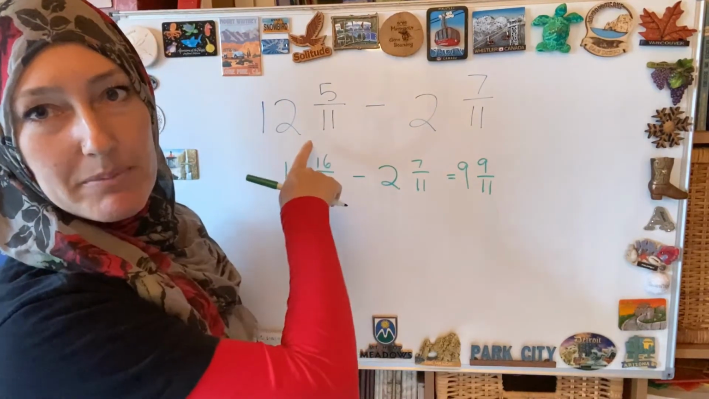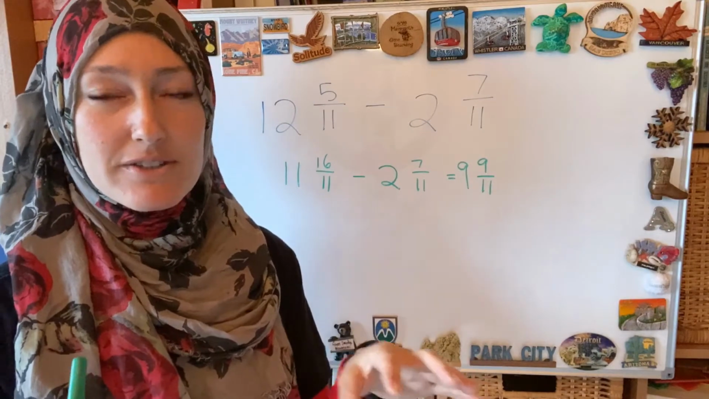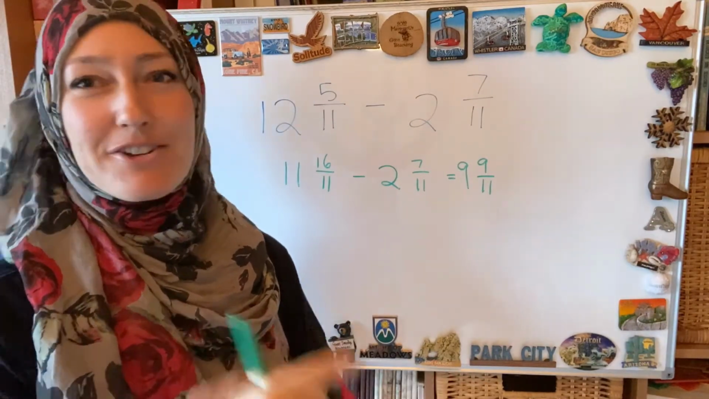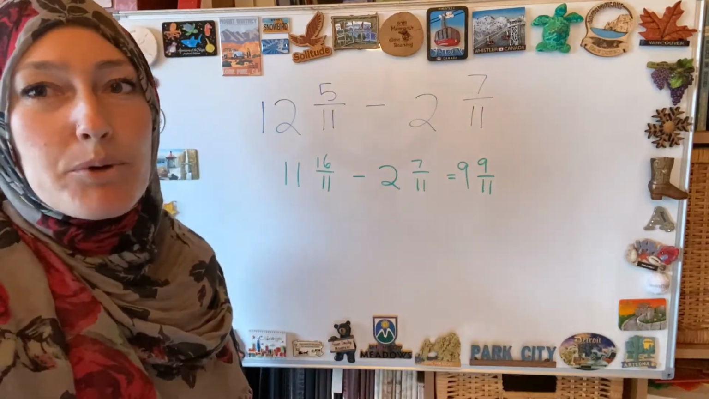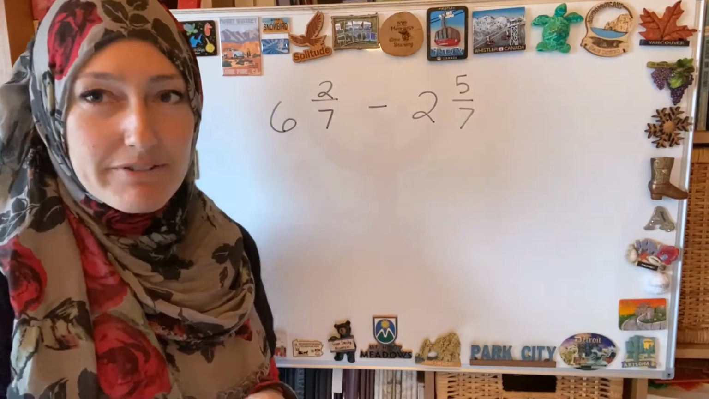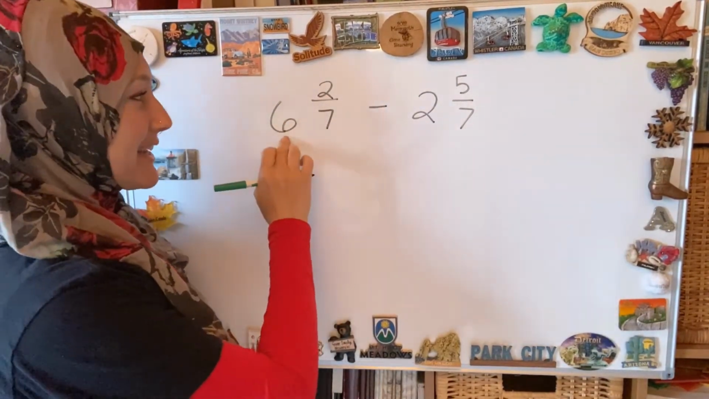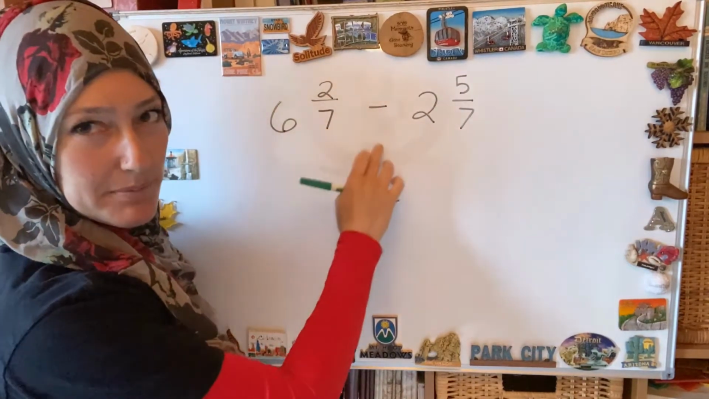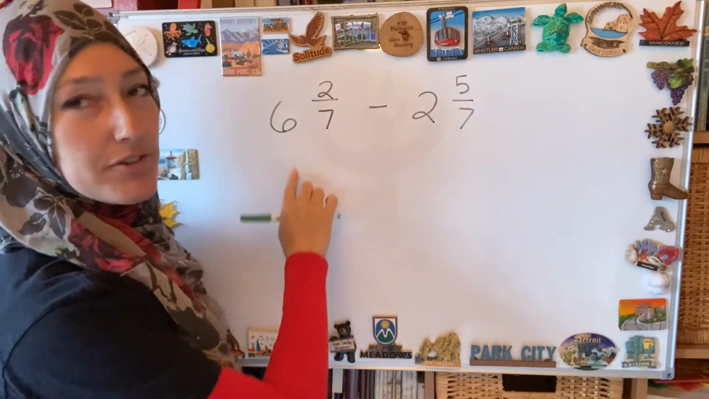So I'm taking out some of those steps as I get faster at knowing what the process is. Then I'm going to subtract my 2 7/11. Now I have enough. So 16 - 7 = 9. 11 stays the same. 11 - 2 = 9. I do one more check. Can I simplify anything? Nope, then I am done.